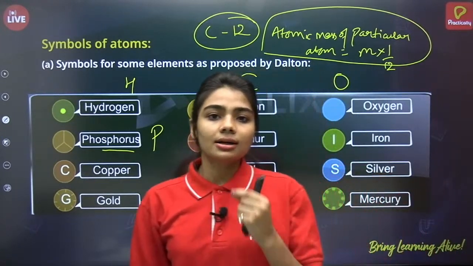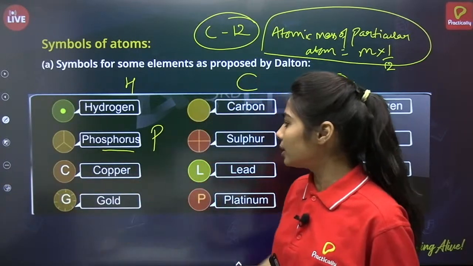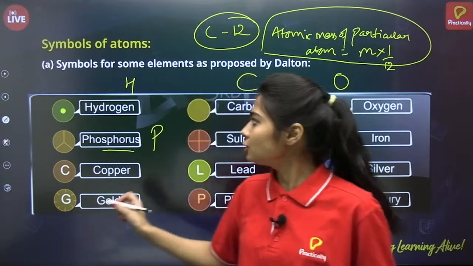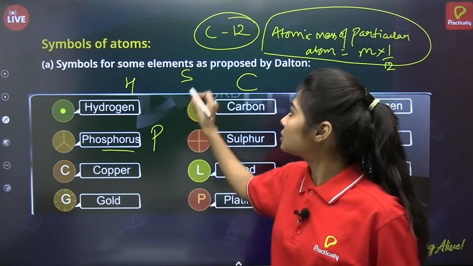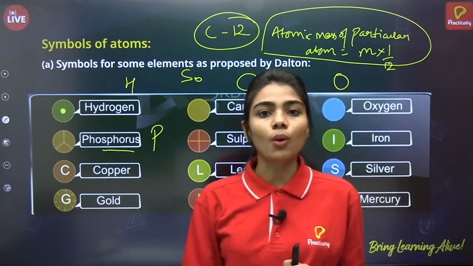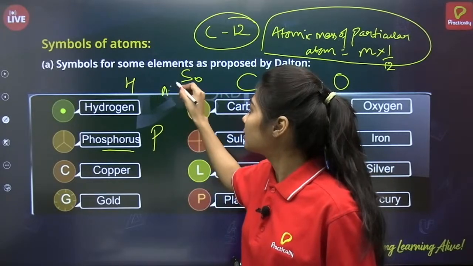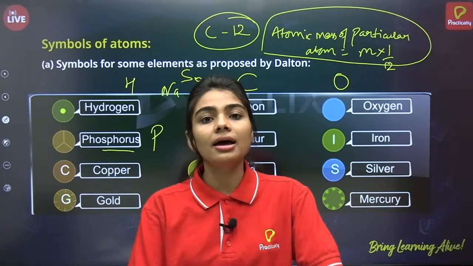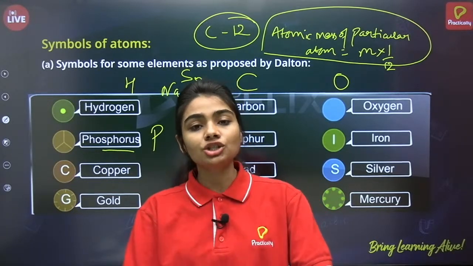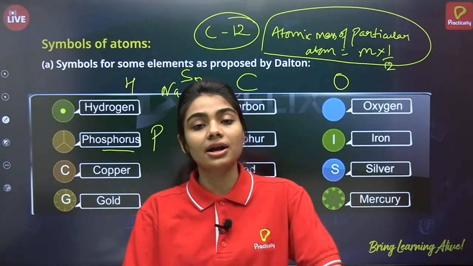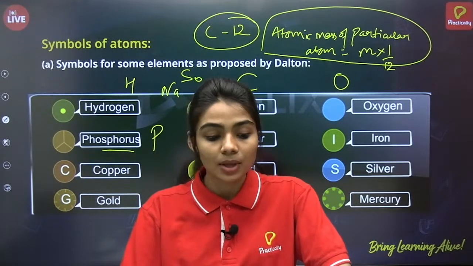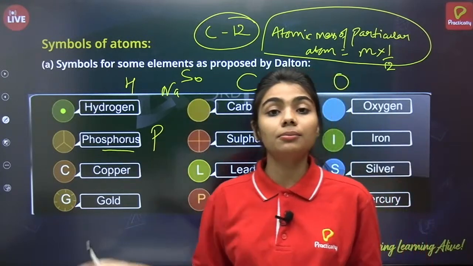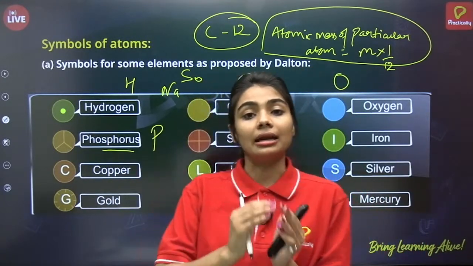So these are the symbols. But what about sodium? If I want to write the symbol for sodium, it should be either S or SO. But why is it Na? Because it is derived from the Latin word natrium. Iron is derived from ferrum. Potassium, why is it K? Because it is derived from the Latin word kalium. So these are derived from these words, that's why their symbols are Na and K.